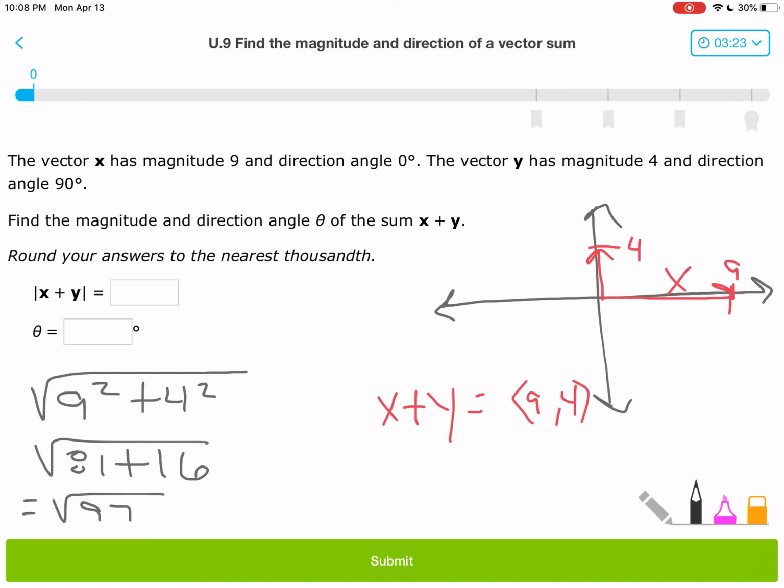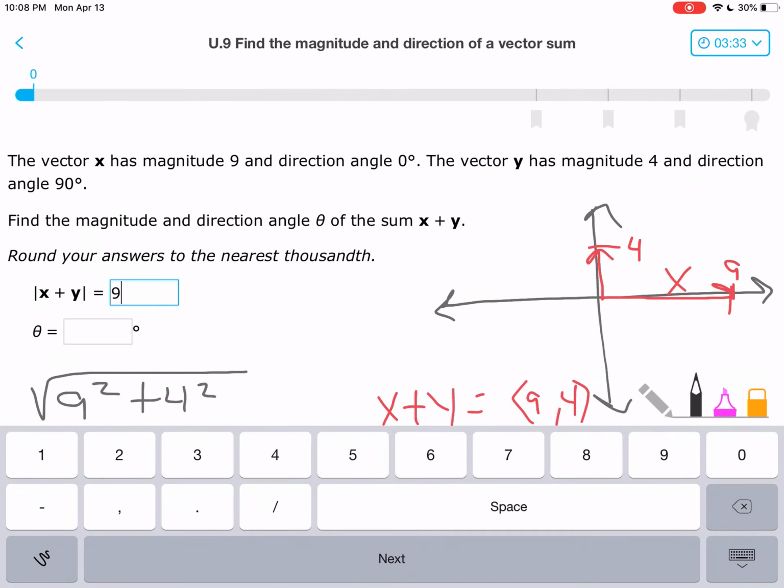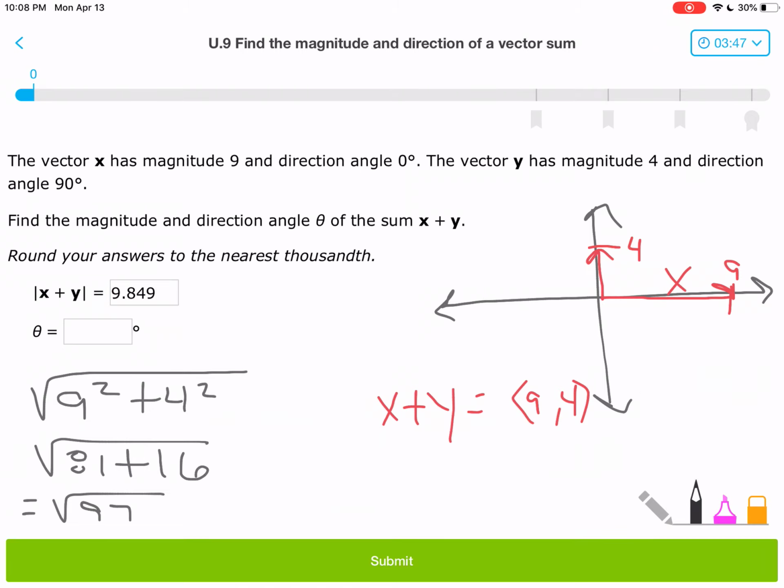So the square root of 97 is approximately 9.848857 and so on. It says to the nearest thousandth, so that's 3 decimal places. So I'm going to put 9.849, because the digit after is another 8, so I'm going to round up. And that's my magnitude. Now I need to find the direction angle.